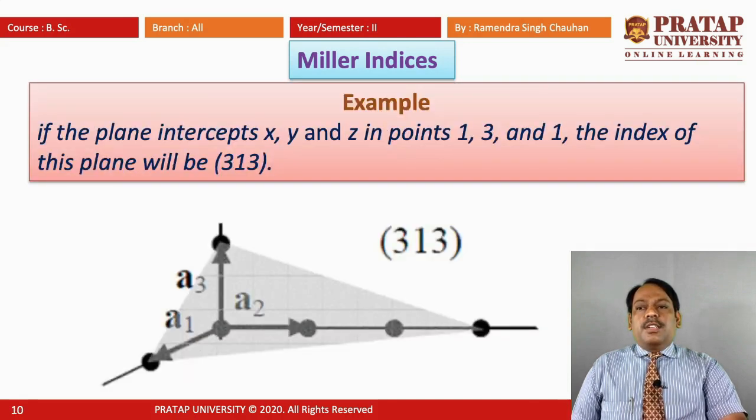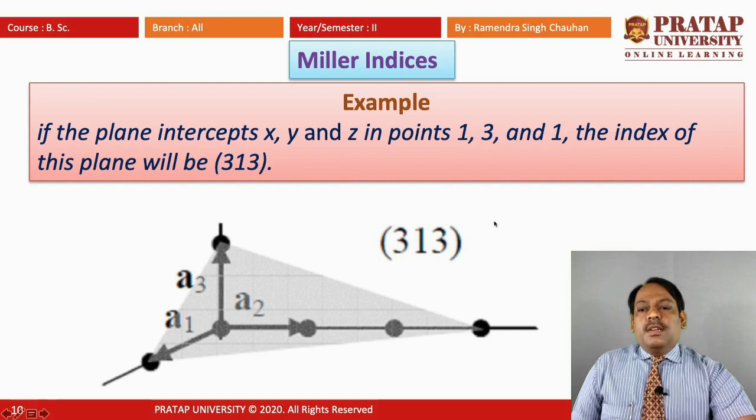So let us consider an example. If the plane intersects x, y and z at points 1, 3 and 1, the index of this plane will be 3, 1, 3. So here we can see that there are 3 intercepts 1, 3 and 1, and the index will be 3, 1, 3.